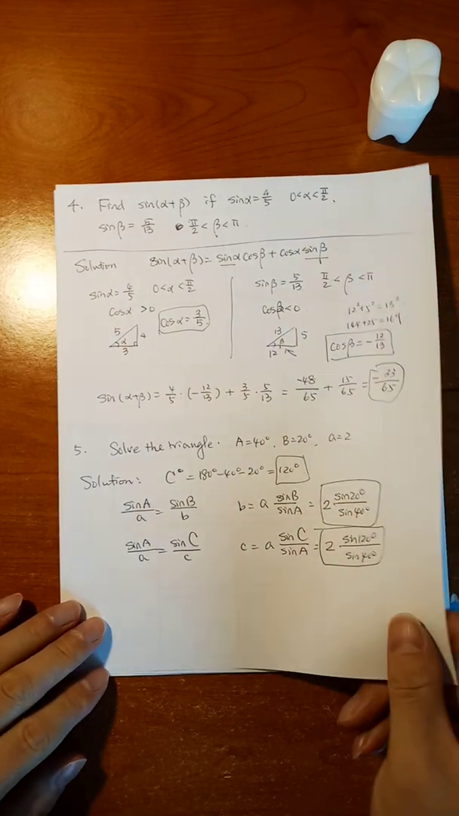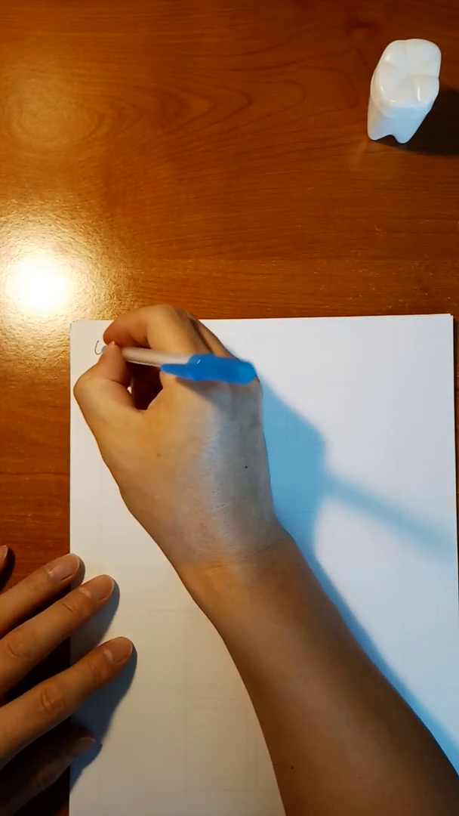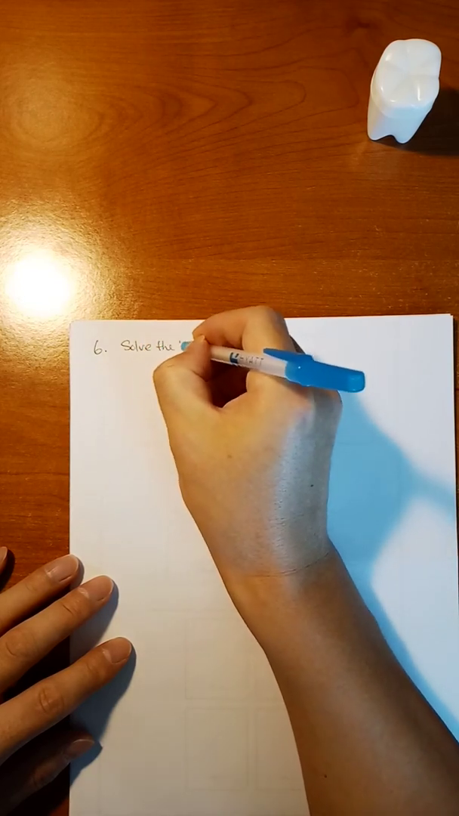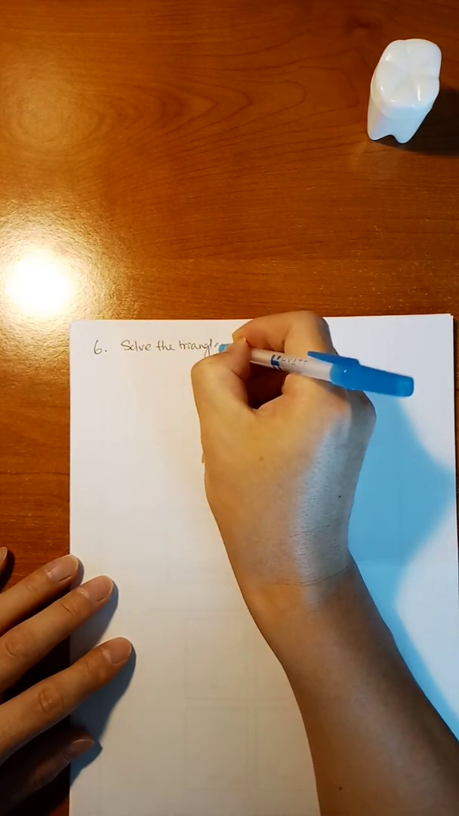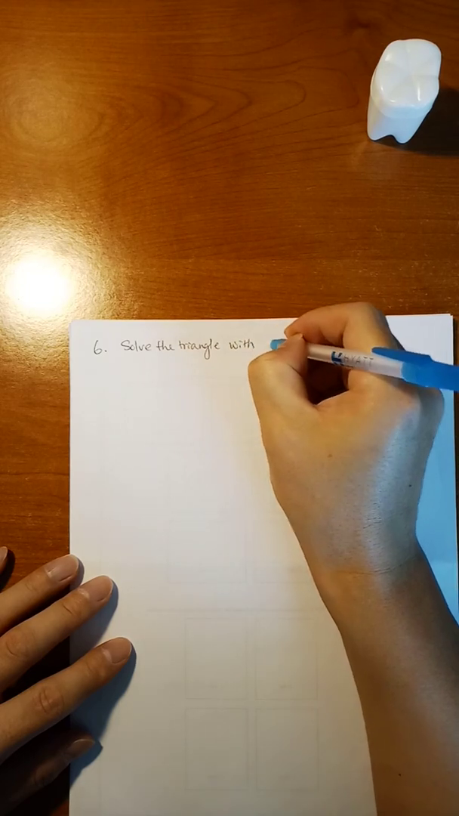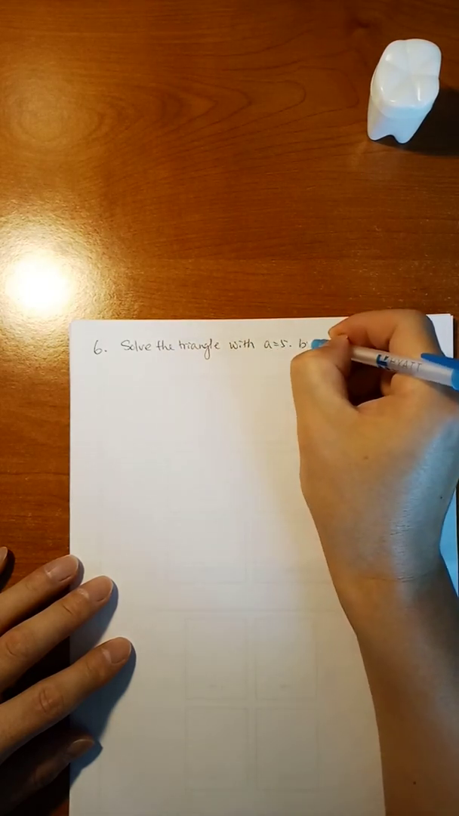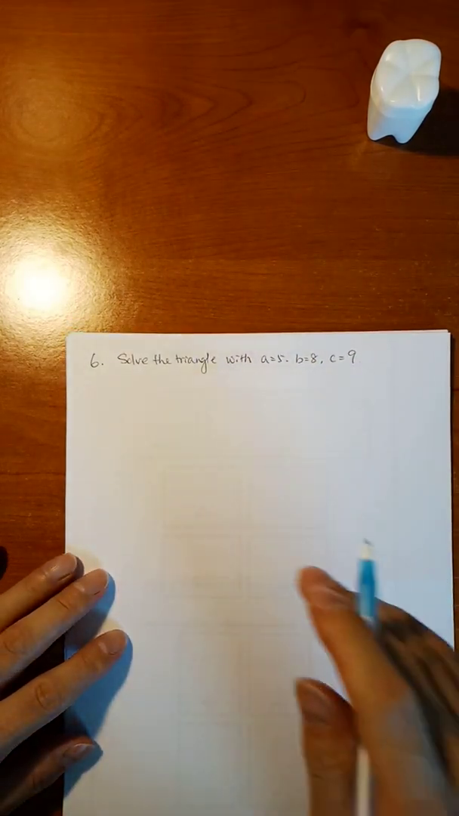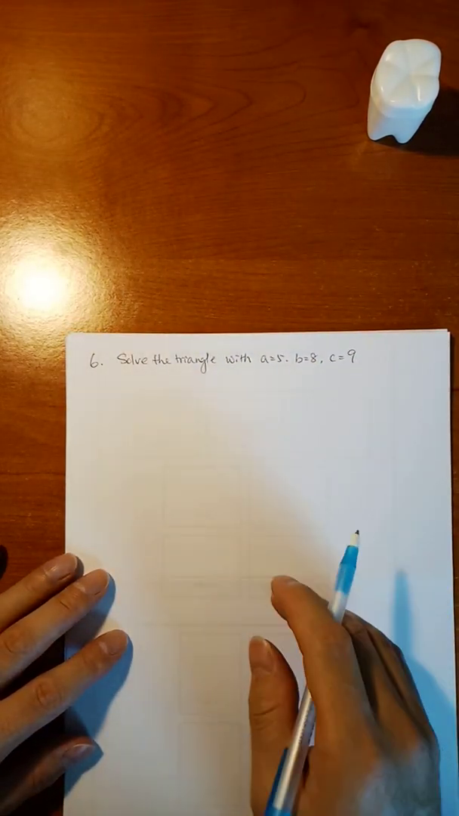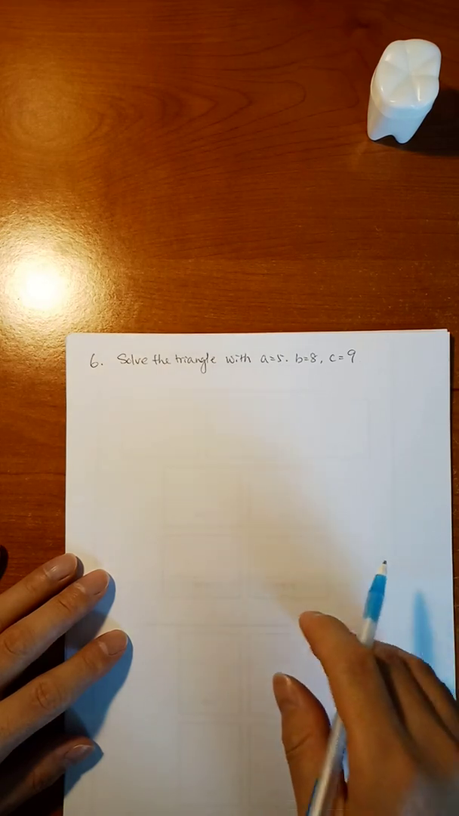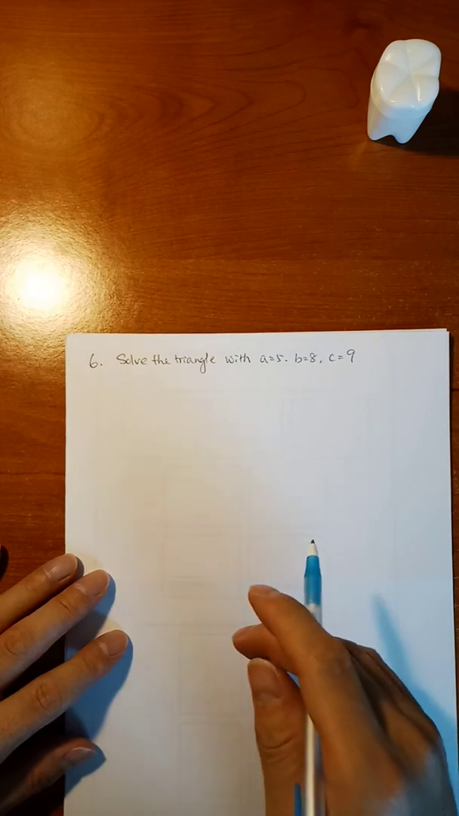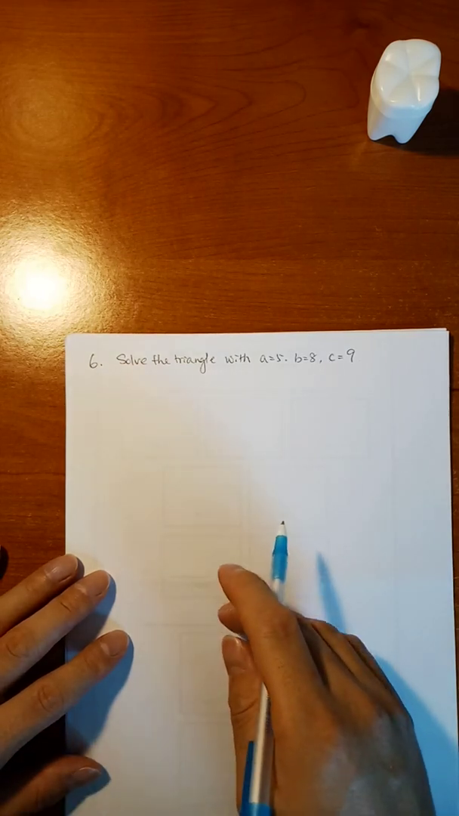All right. So next, we also solve the triangle with all three sides. If we have 5, 8, 9, we're looking for the other three angles. For this, you can only use the law of cosines.